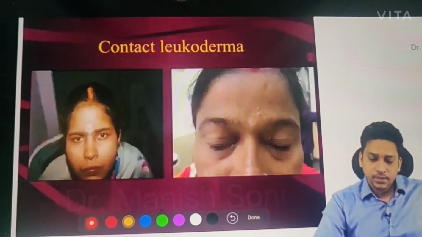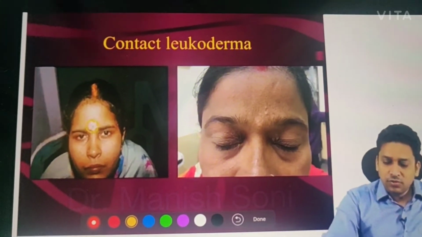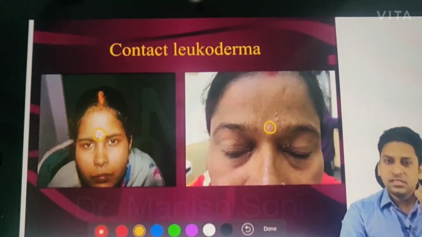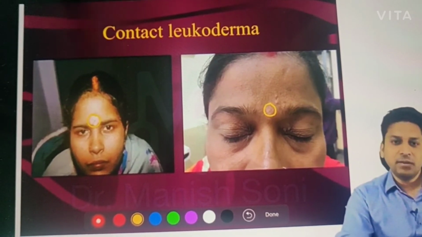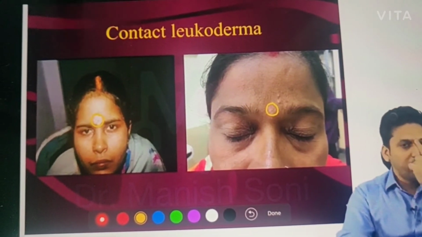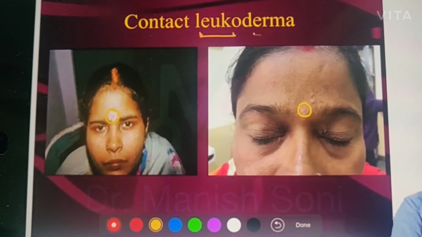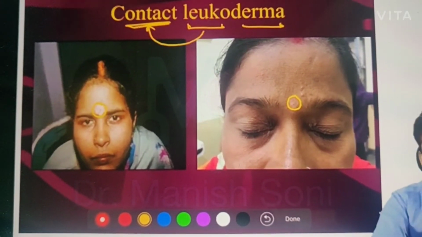Okay. Then sometimes patients come with discoloration over one peculiar site. Like here you can see over the center of forehead. So females apply bindi over center of forehead, and due to the adhesive which is present behind bindi, they start developing this white spot. Okay. So this is known as contact leukoderma. Leuko means white, derma means skin, and this skin is white due to contact to a chemical. So this is contact leukoderma.